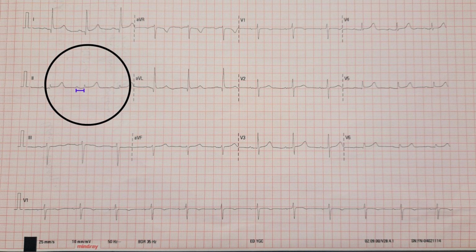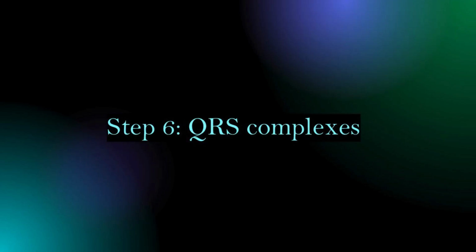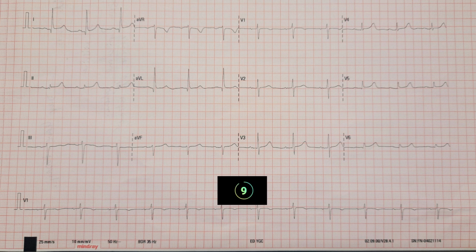For corrected QT interval, I use an online calculator like mdcalc.com. In this ECG, the corrected QT interval is 360 milliseconds, which is within normal range. Step 6 is to analyze the QRS complexes, whether they are broad or normal. In this ECG, the QRS complexes are normal.